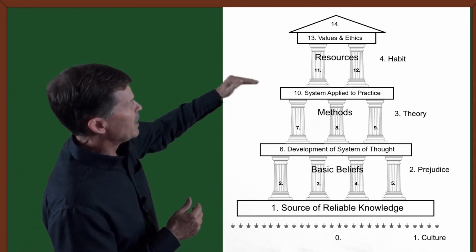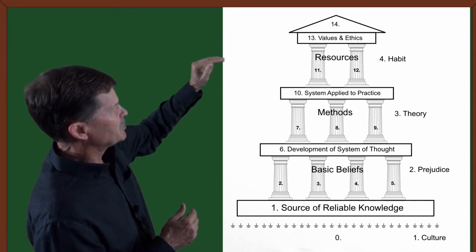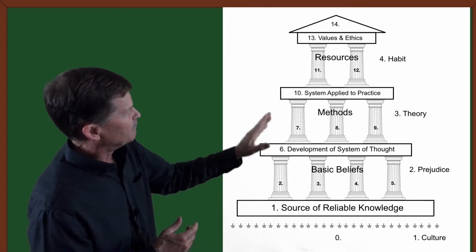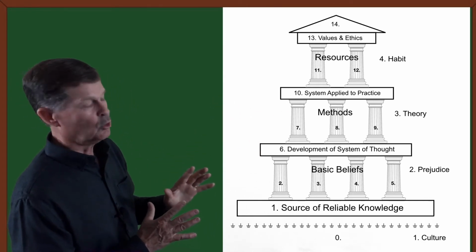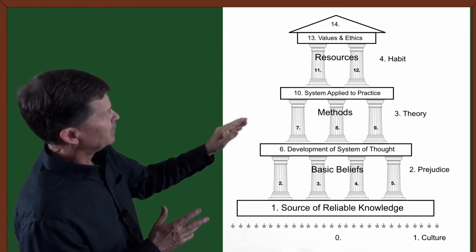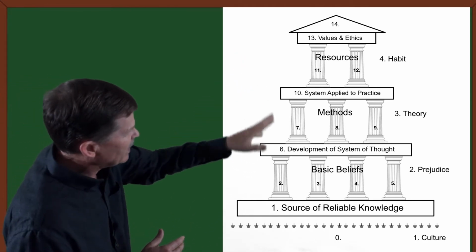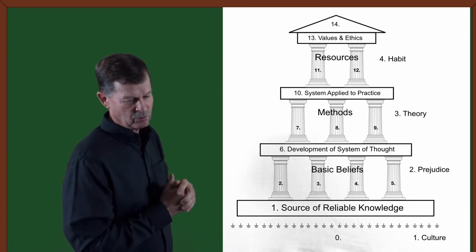Then we go up to our methods to resources, and then resources to conclusions. And that is what the 4 factors that Stephen Jay Gould had mentioned were: culture, prejudice, theory, and habit, and how they relate to the housing perspective.